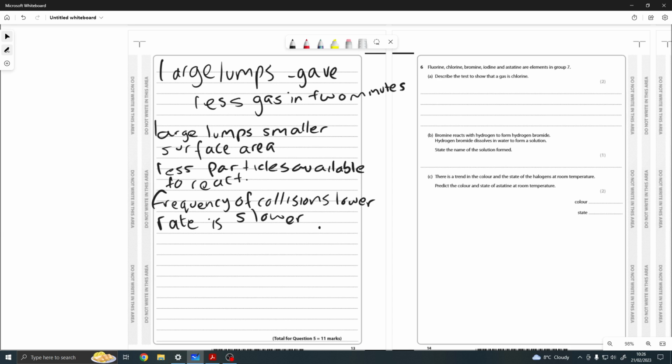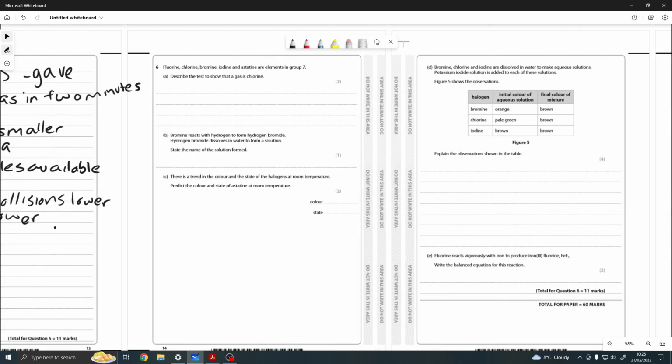Brilliant. 6 marks for that. Anyway, let's carry on now, and let's get this last question done, which is question 6. And this is it now. We are done. So, fluorine, chlorine, bromine, iodine and astatine, elements of group 7. Describe the test to show that gas is chlorine.